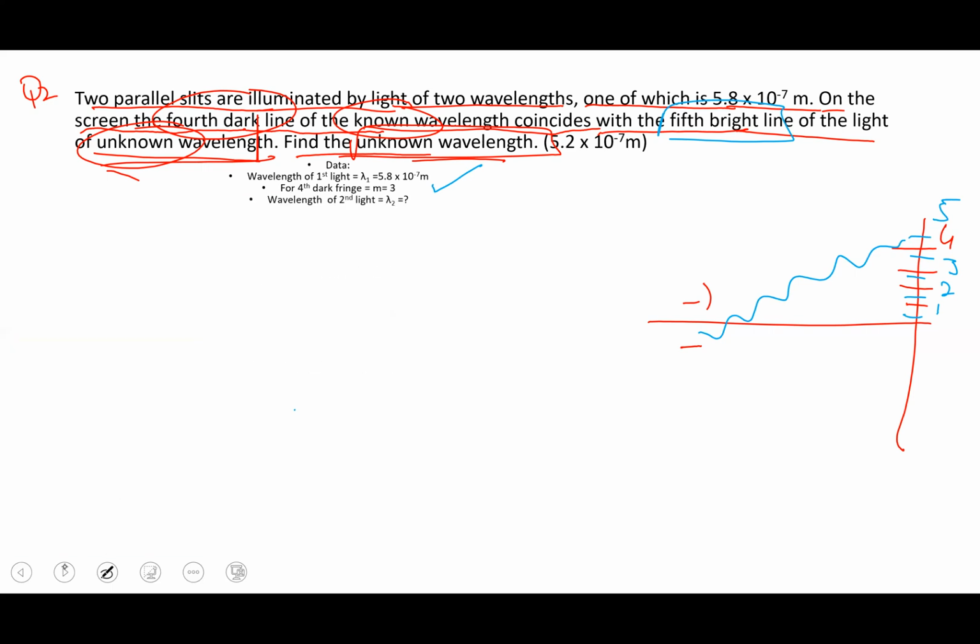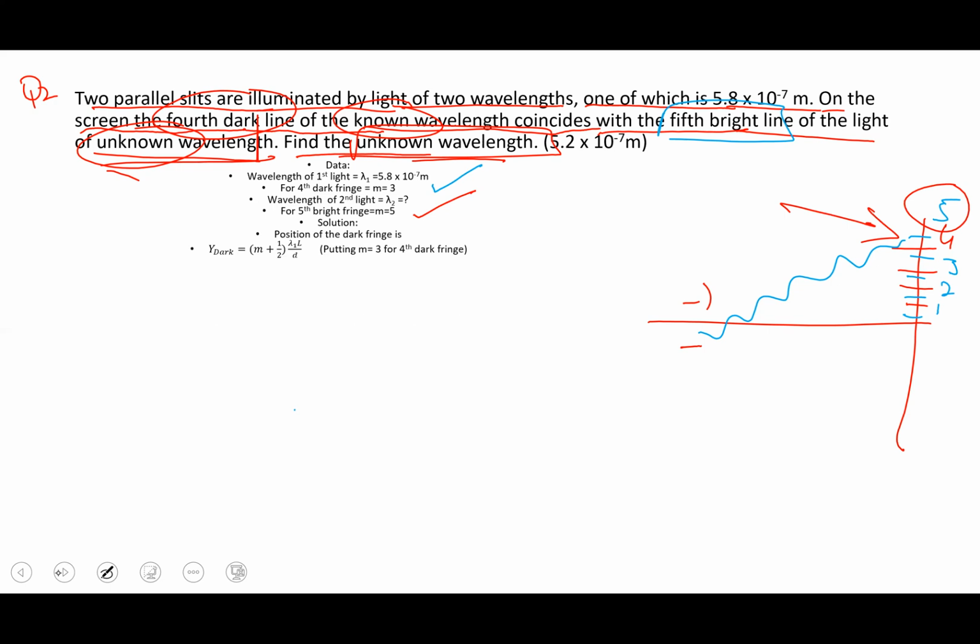Wavelength of the second light, which is lambda 2, which we have to find out, which is of the fifth fringe, which we can see over here. And the solution: the position of the dark fringe. Where was the dark fringe?